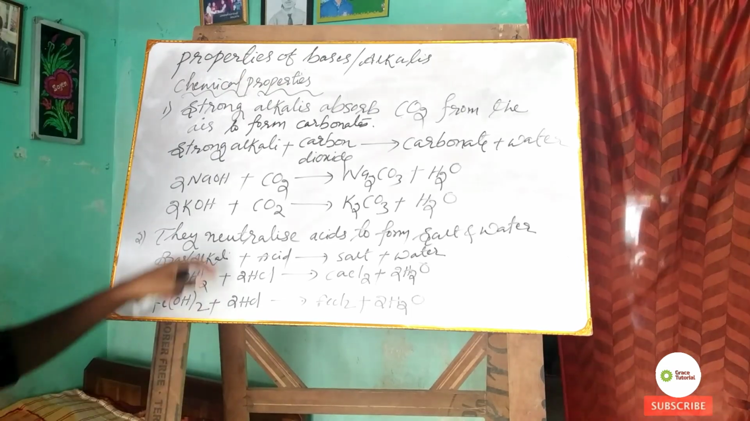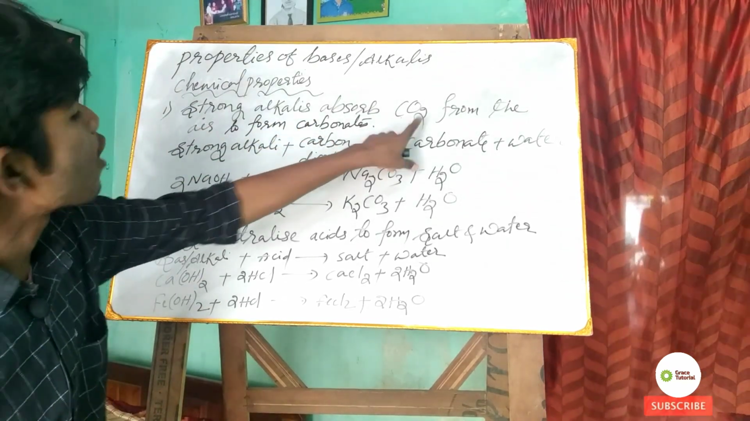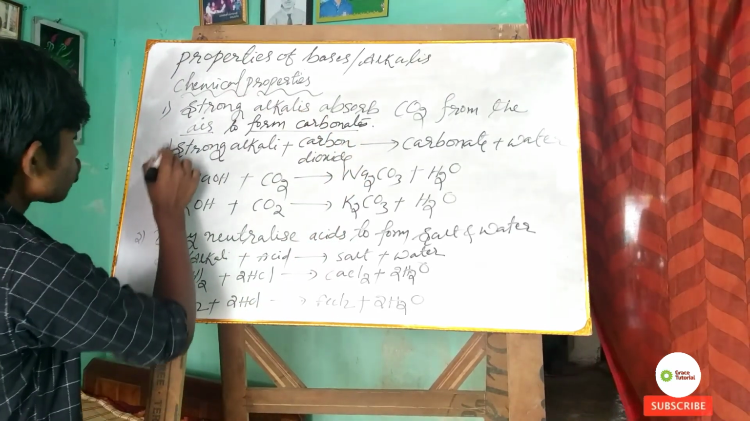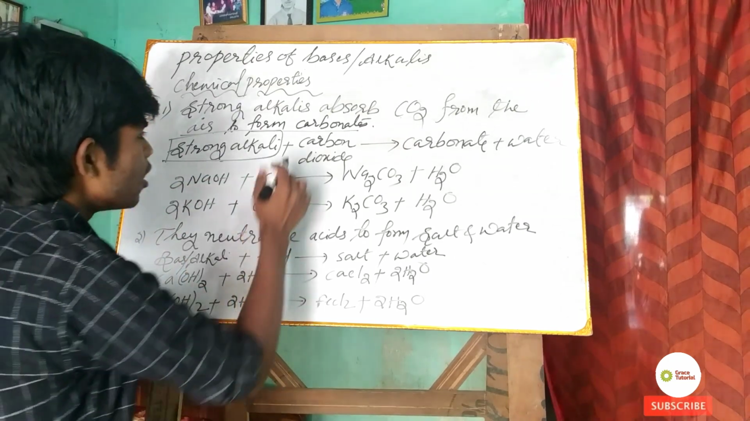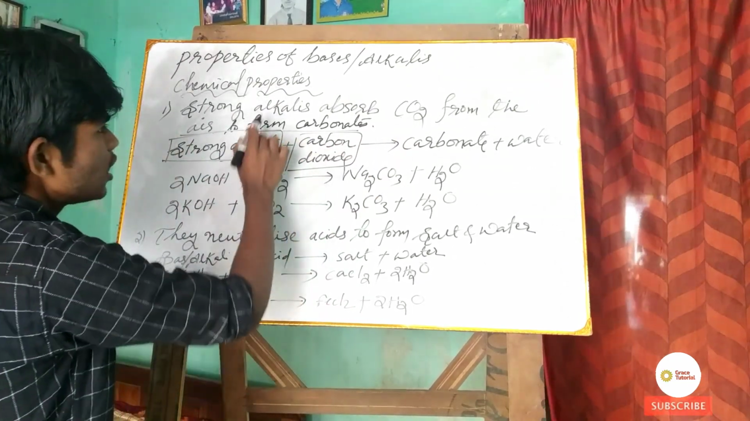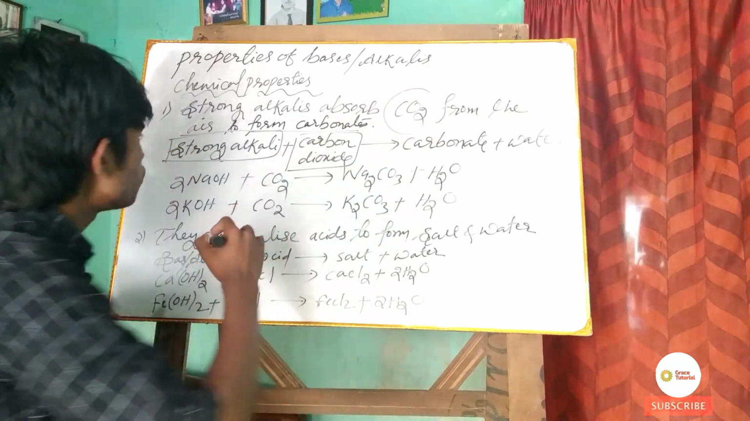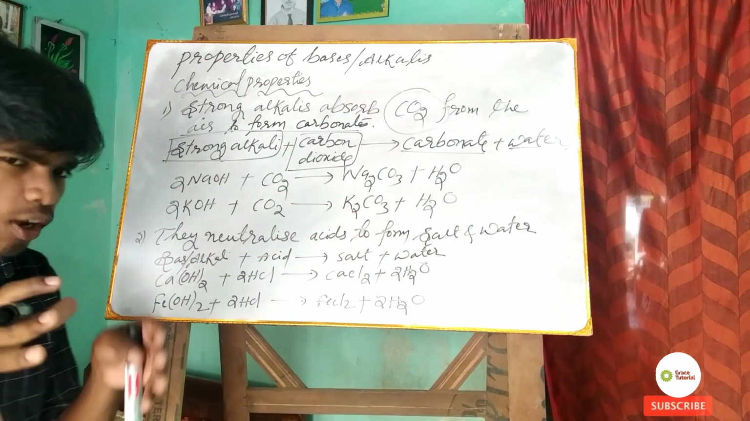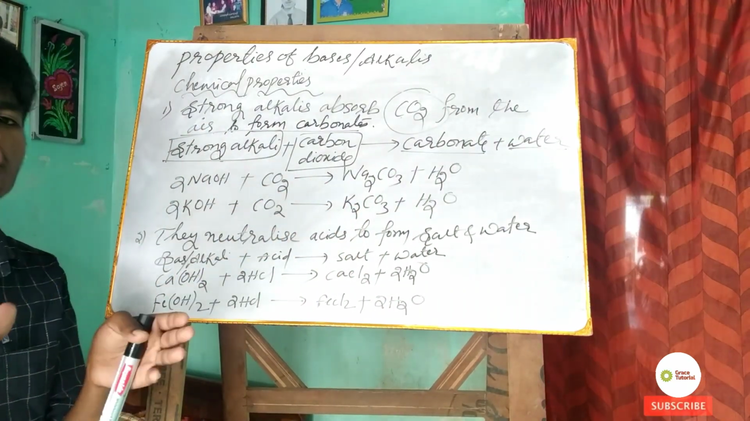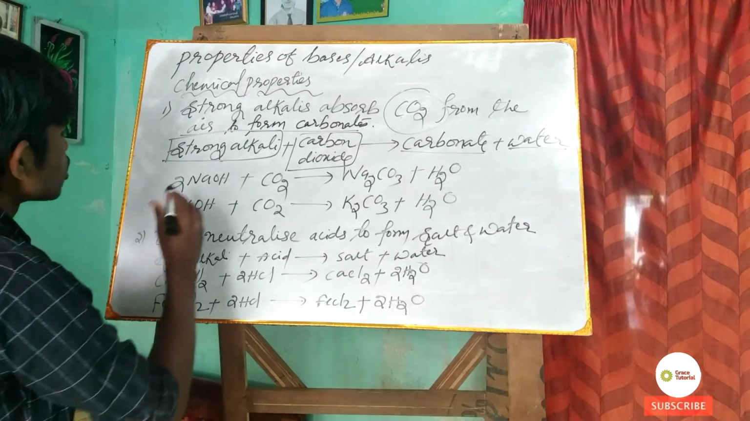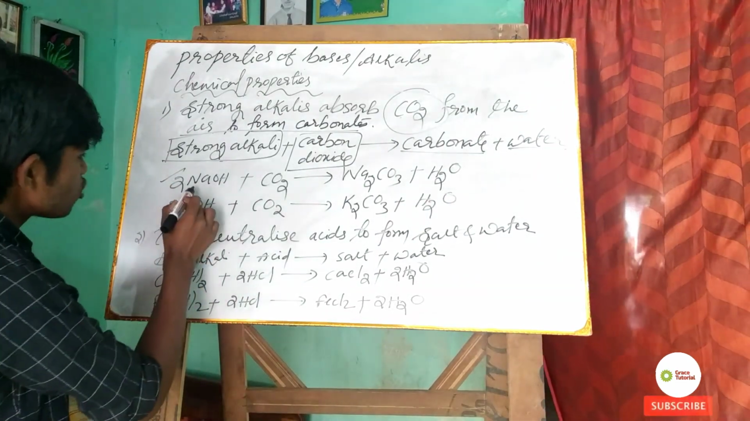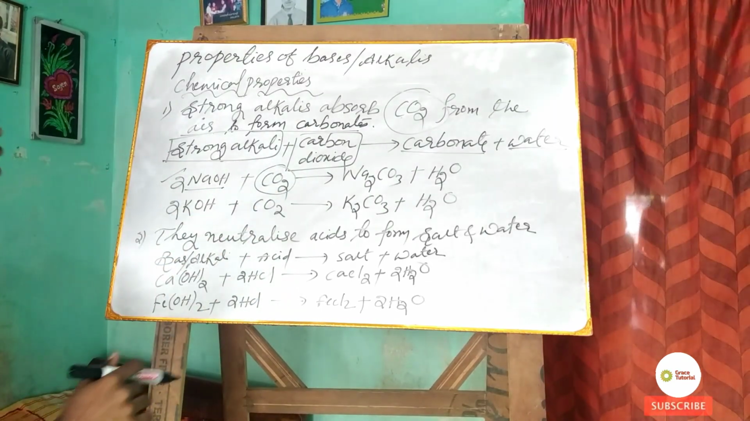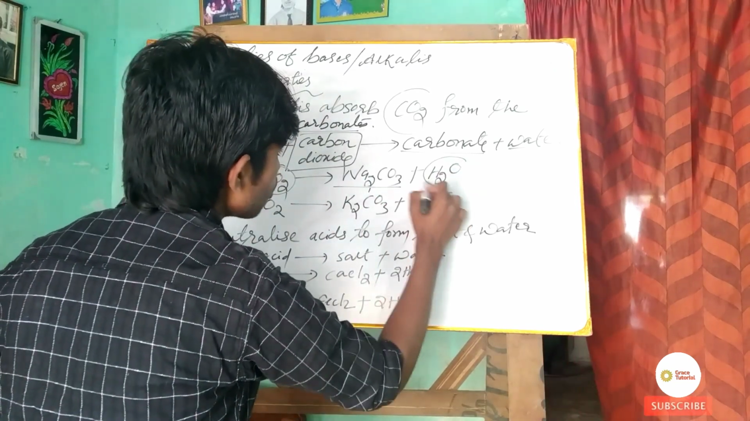Well, the first property is: strong alkalis absorb carbon dioxide from the air to form carbonates. When the strong alkali reacts with carbon dioxide, it absorbs the carbon dioxide which is present in the air to form the carbonate along with the water. Let us look at a few examples so that it will be easy for you to understand. We have sodium hydroxide. When the sodium hydroxide reacts with carbon dioxide which is present in the air, it forms sodium carbonate with the water molecule.